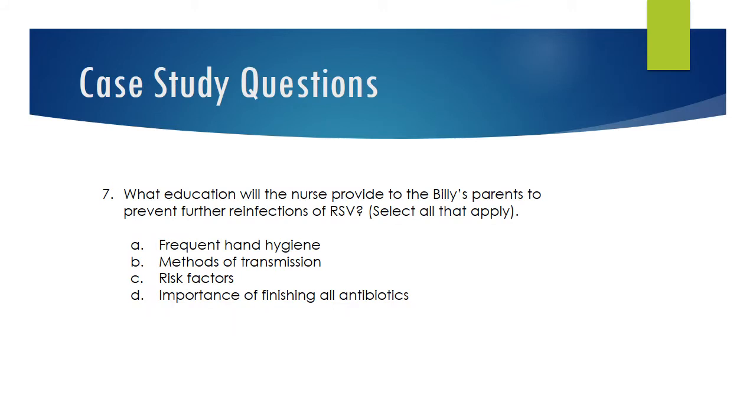Question number 7. What education will the nurse provide to Billy's parents to prevent further reinfections of RSV? Select all that apply. A. Frequent hand hygiene. B. Methods of transmission. C. Risk factors. D. Importance of finishing all antibiotics.